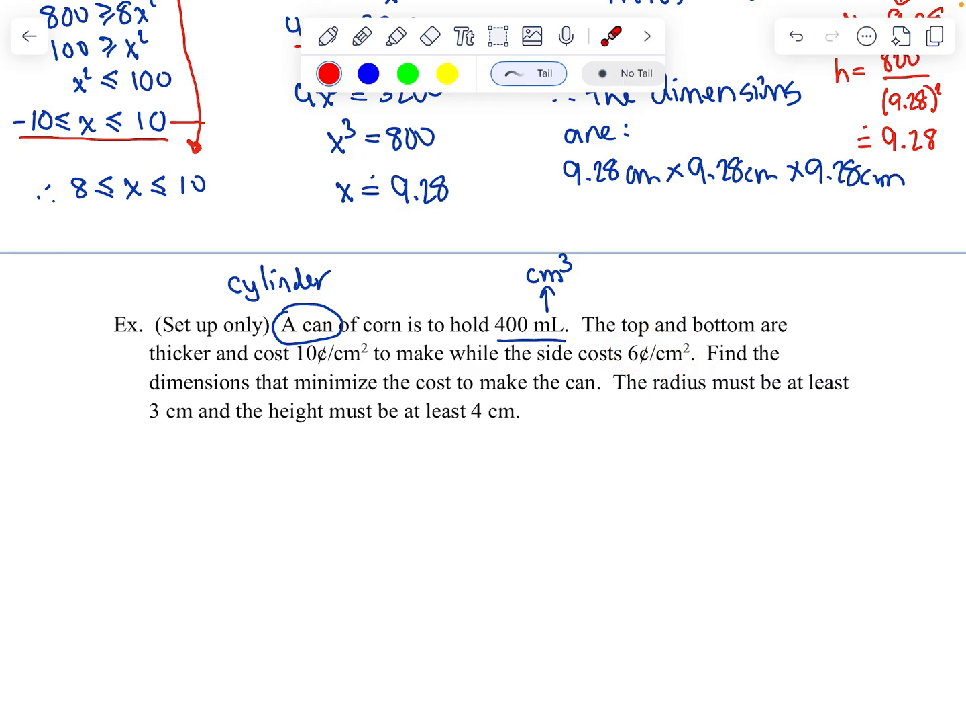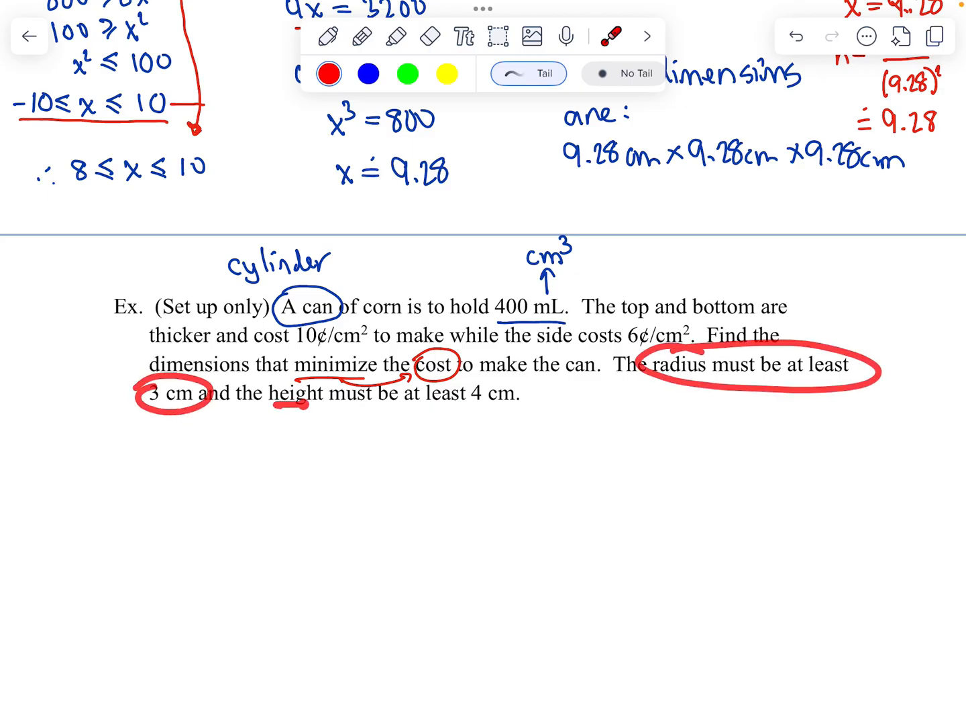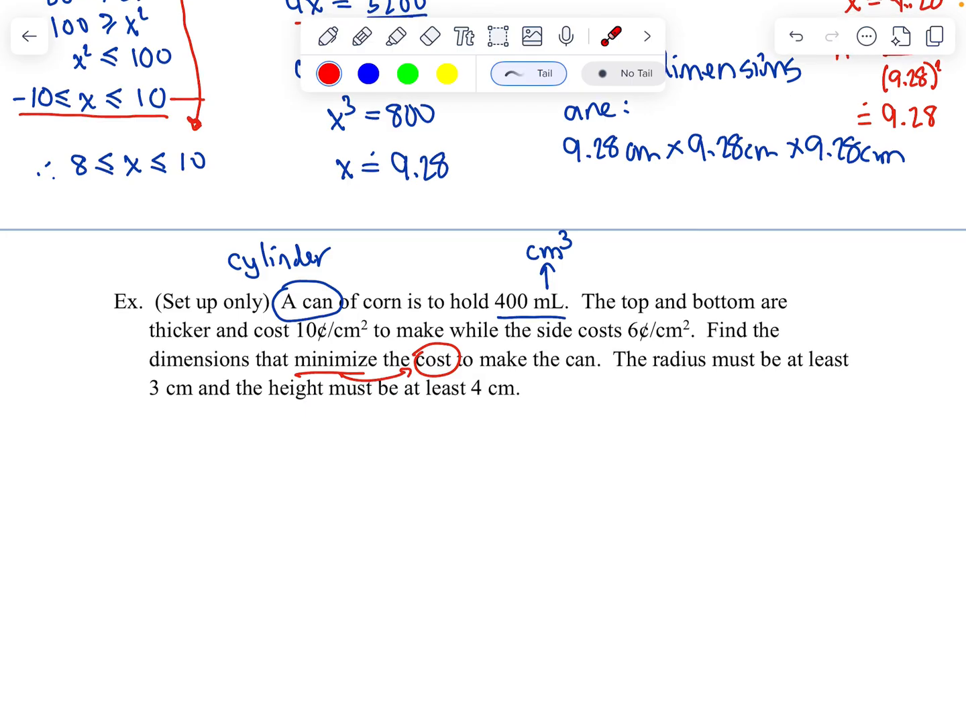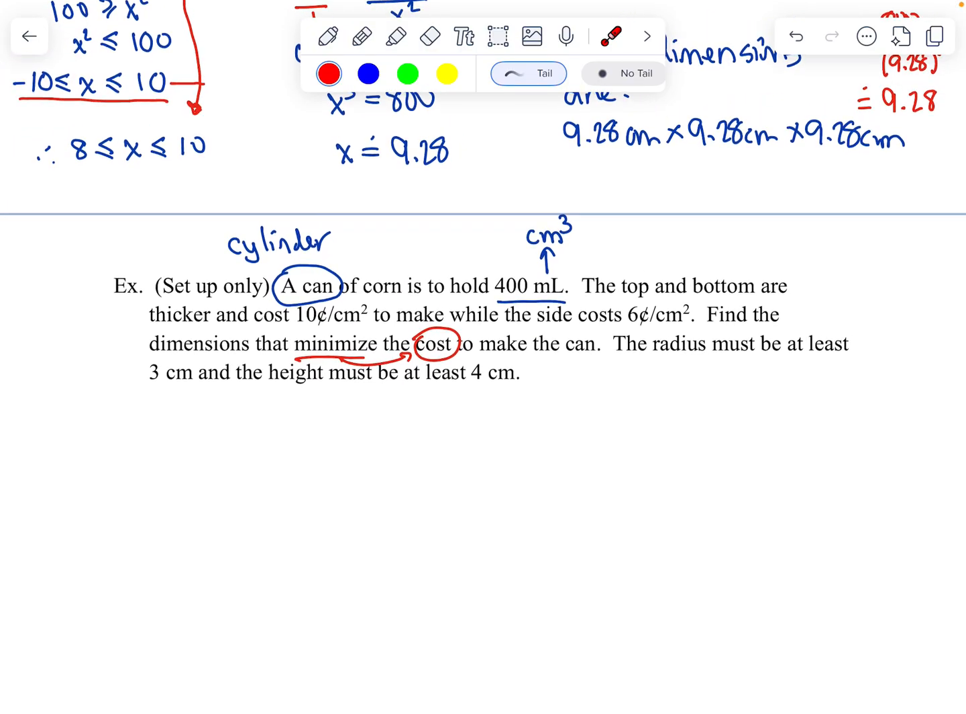So we're now trying to find the dimensions that will minimize the cost. That's the equation we're going to be trying to find: the minimum cost. And then a few extra restrictions. The radius must be at least 3 centimeters and the height has to be at least 4 centimeters. For whatever purpose, they want to make a can that is aesthetically pleasing, so they have set some restrictions on how big that can be.